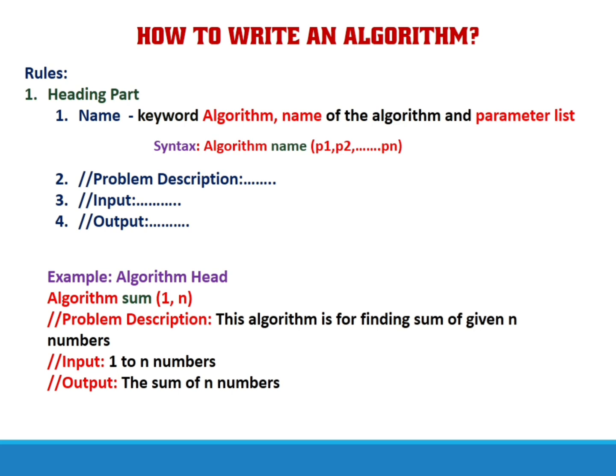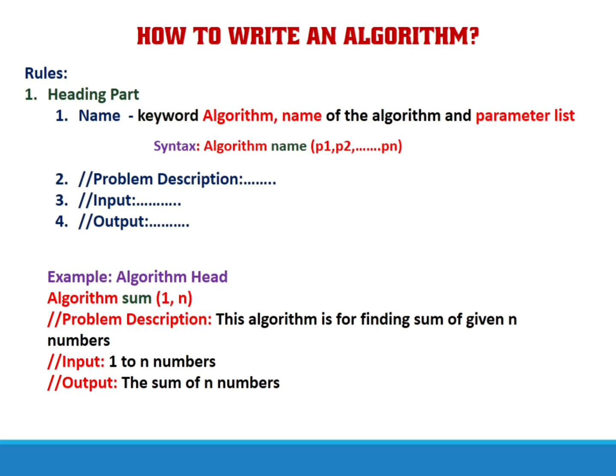Once again I repeat, the algorithm keyword should be written initially. After that the name of the algorithm is included, which can be your choice. After that you should mention the parameters within the parenthesis. The next three sentences of the heading section are problem description, input and output. These sentences can be written as single line comments using a double slash at the beginning.